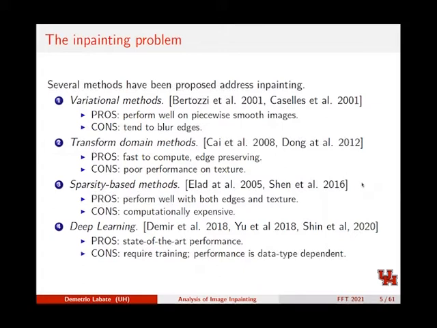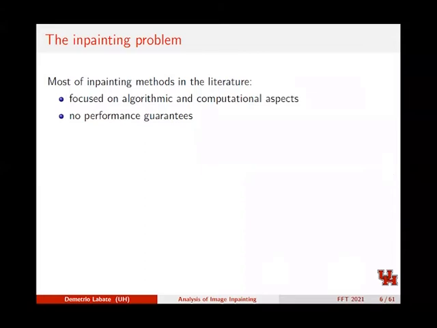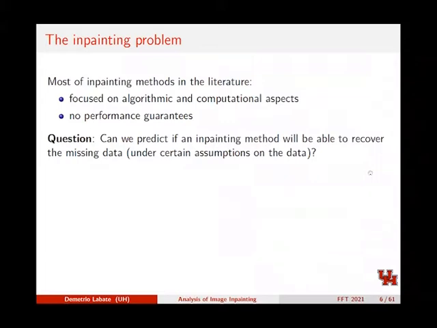So deep learning methods, of course, appear also in inpainting tasks. They provide state-of-the-art performance, with the classical disadvantage or limitation that they require extensive training, and the performance tends to be very data dependent, right? Most of the inpainting results in the literature tend to focus, and maybe this is reasonable, on algorithmic and computational aspects, but provide no performance guarantee. So the type of question that I've been addressing is how can we predict if an inpainting method will be able to recover the missing data, of course, with relevant assumptions on the data.